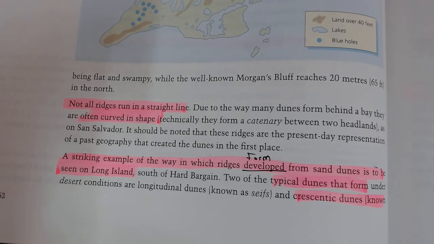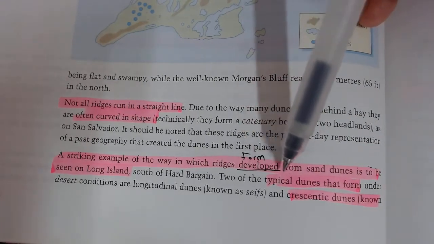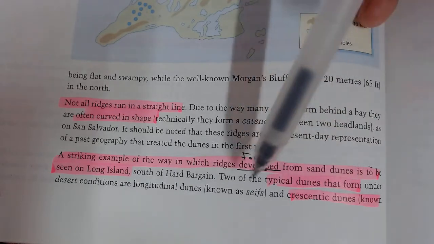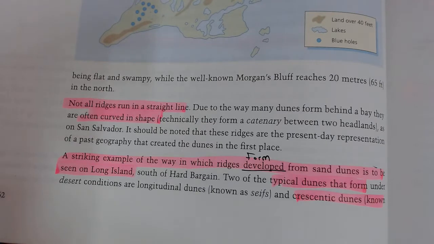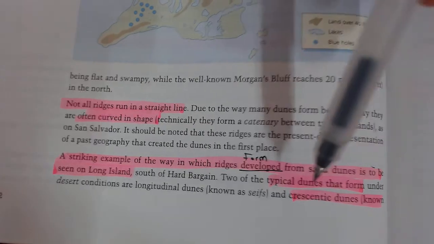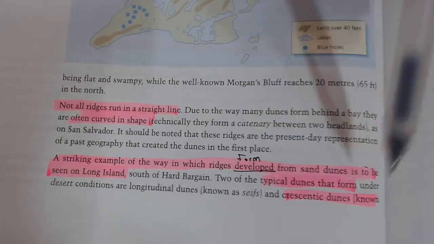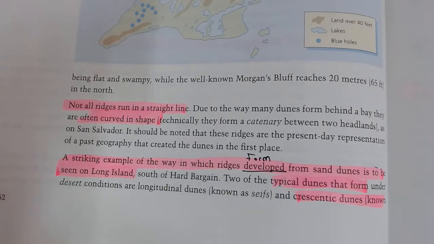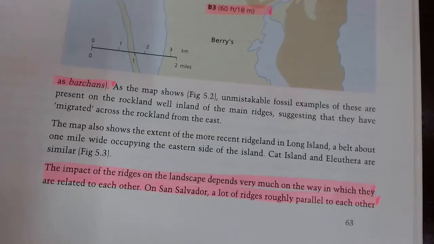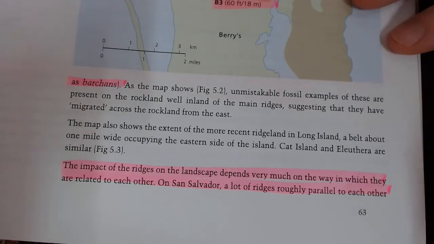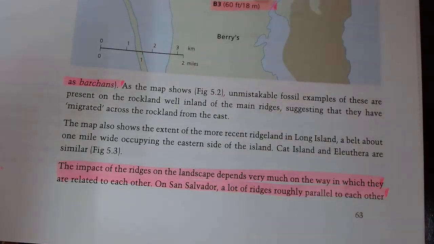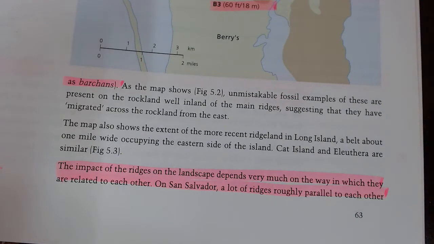Now, you don't need to know this till grade 11, this little bit, but 2 of the typical dunes that form are known as sipes. They're kind of long, wobbly shapes. And then crescent dunes known as barchans. Let's skip on to the next page. All you need to know is that ridgelands, the highlands, are formed by sand dunes which have over time layered up and become very, very hard, solid rock.